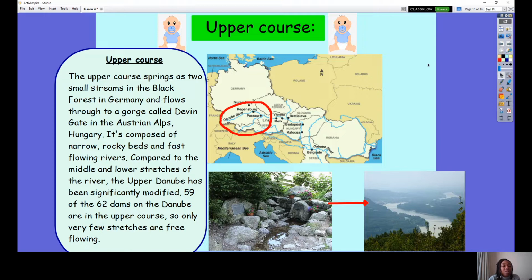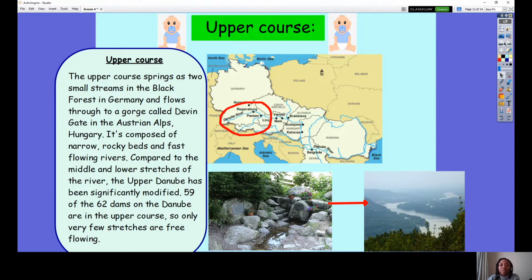And the reason being is because 59 of the 62 dams on the Danube are in the upper course. So only very few stretches are free flowing. They've put lots of dams to control the water and where it goes. And that's why it's been modified. Remember last week we looked at dams and how they change the course of the flowing water. Okay, so that's the upper course.